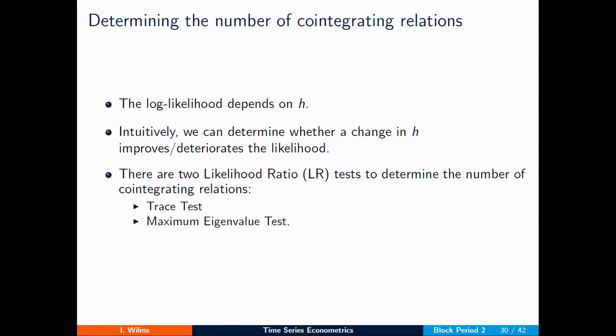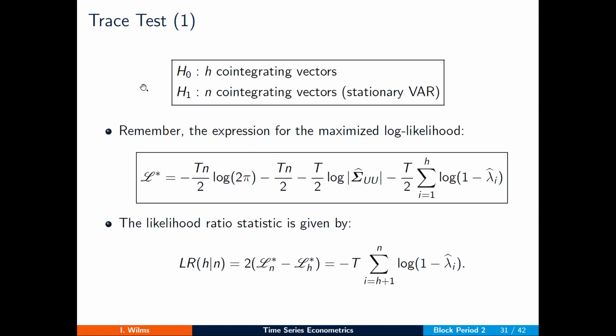In our lecture on VARs, we saw that the likelihood ratio test is very convenient here when we can compare values of the log likelihood. And that is also what we will do. We will resort to two likelihood ratio tests for determining the number of cointegration relations, the trace test and the max eigenvalue test. So let's start with the trace test.